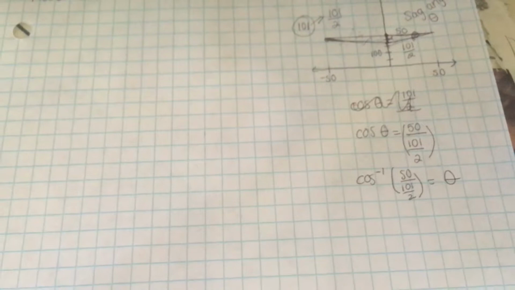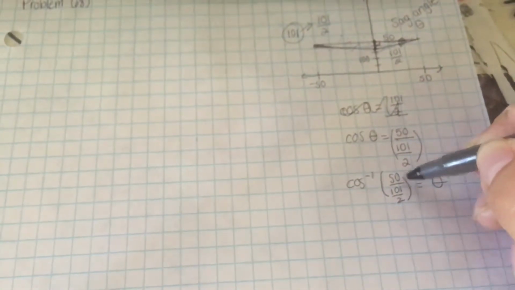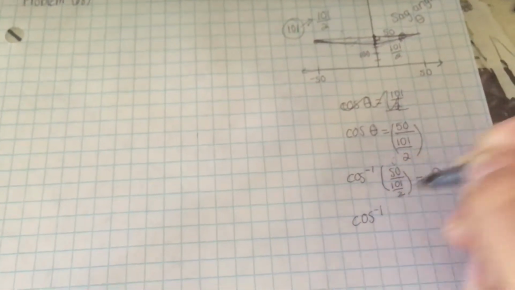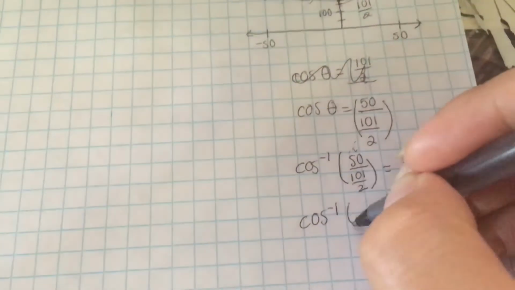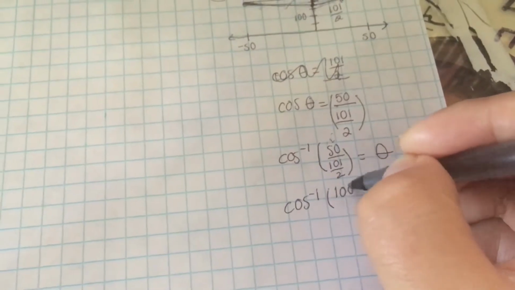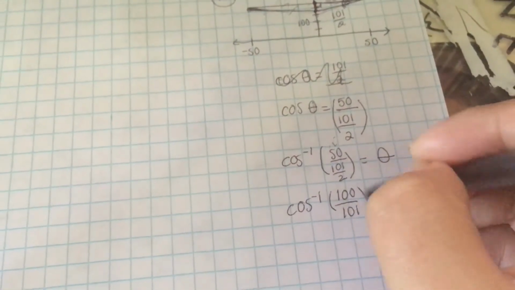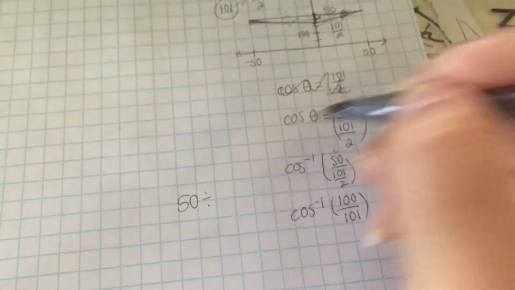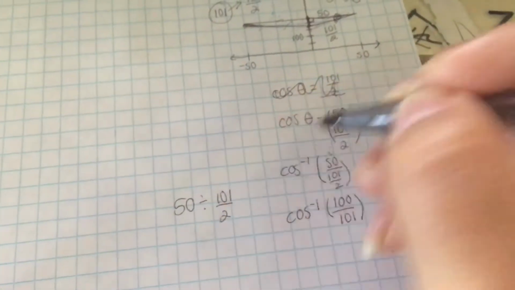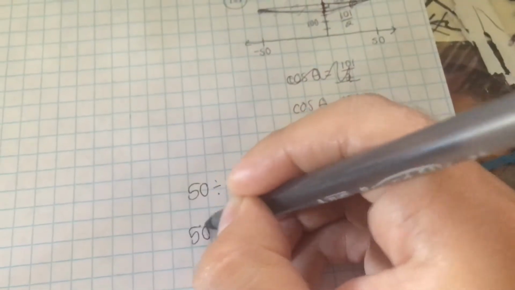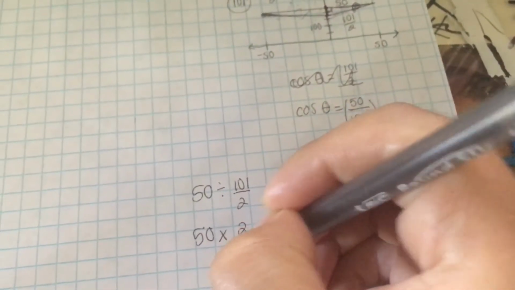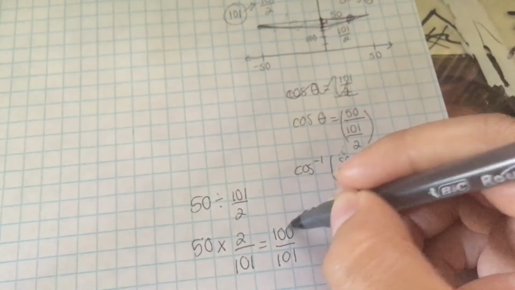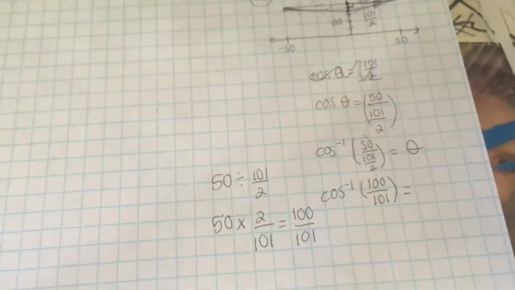Now for this one, we can just simplify what's in the parentheses here. When I simplify it, it'll be 100 over 101, because 50 divided by 101 over 2, we multiply it, and that's how I get the 100 over 101. So there you go. Now you're going to go into your calculator.